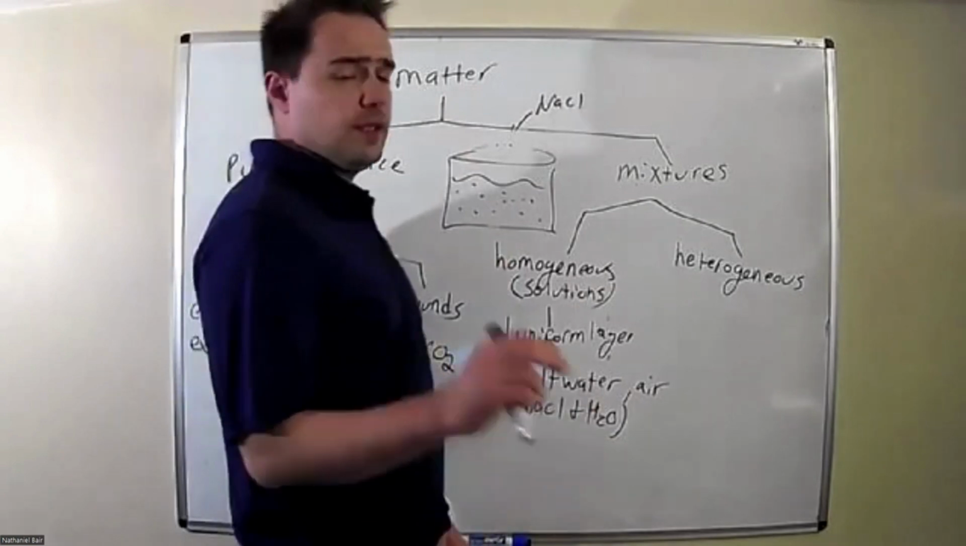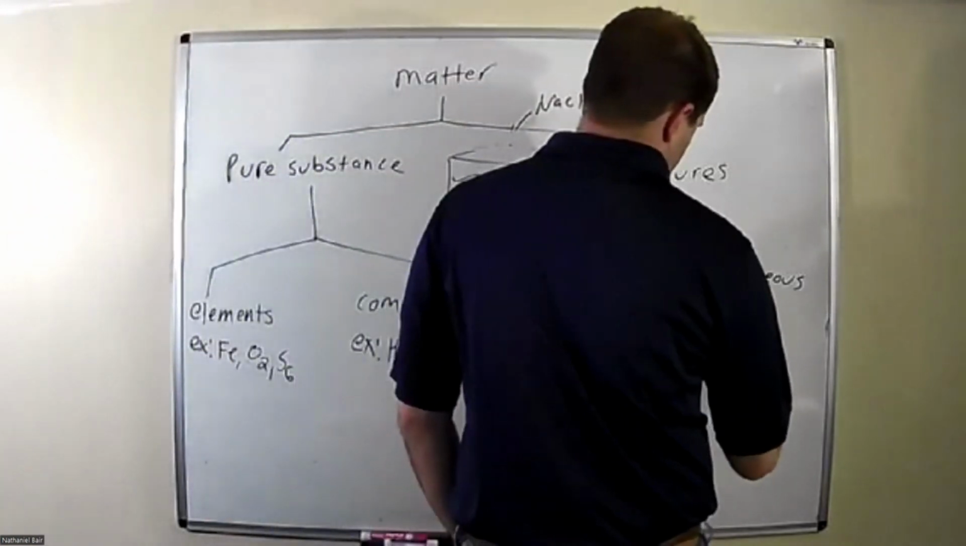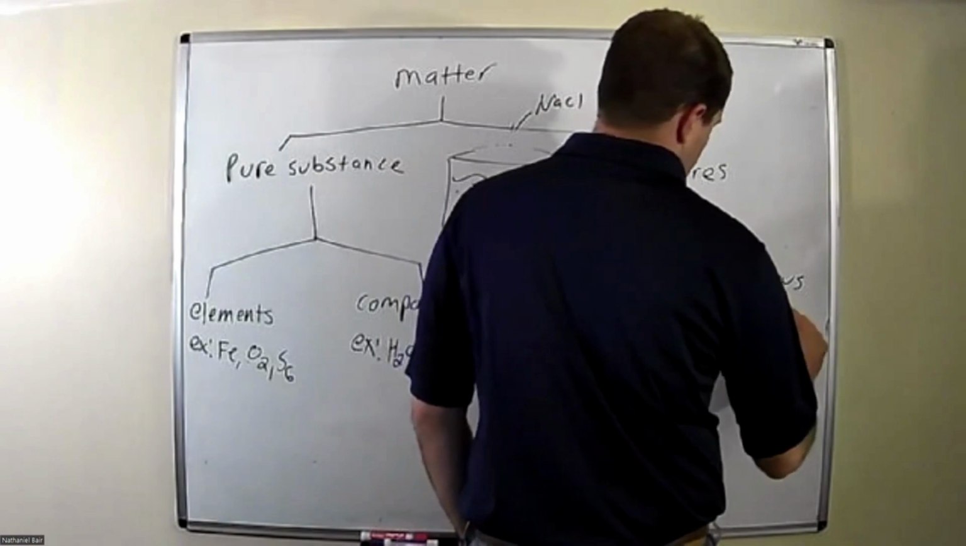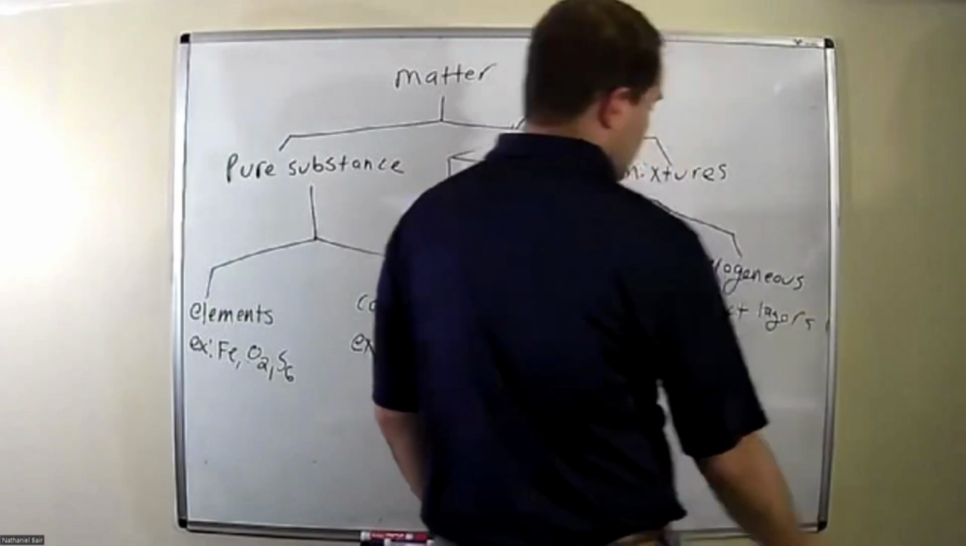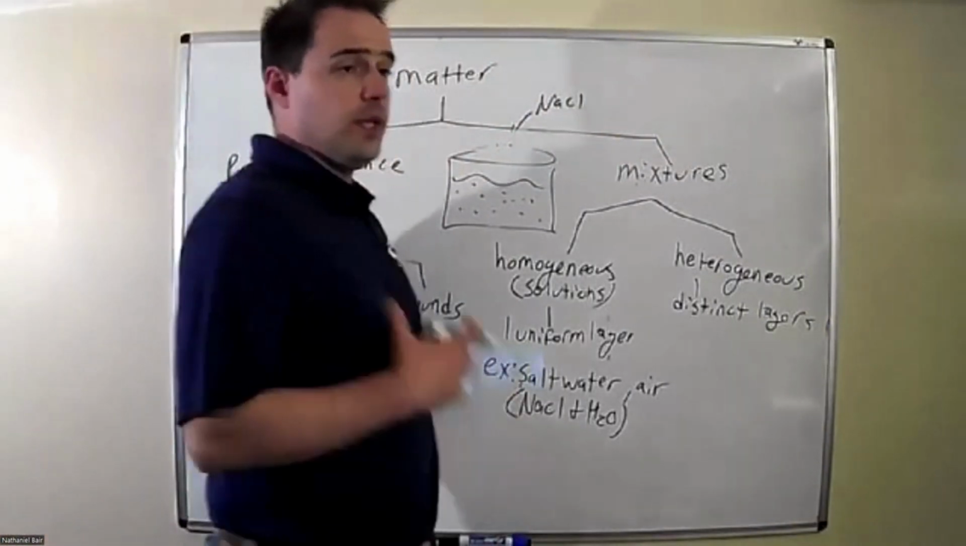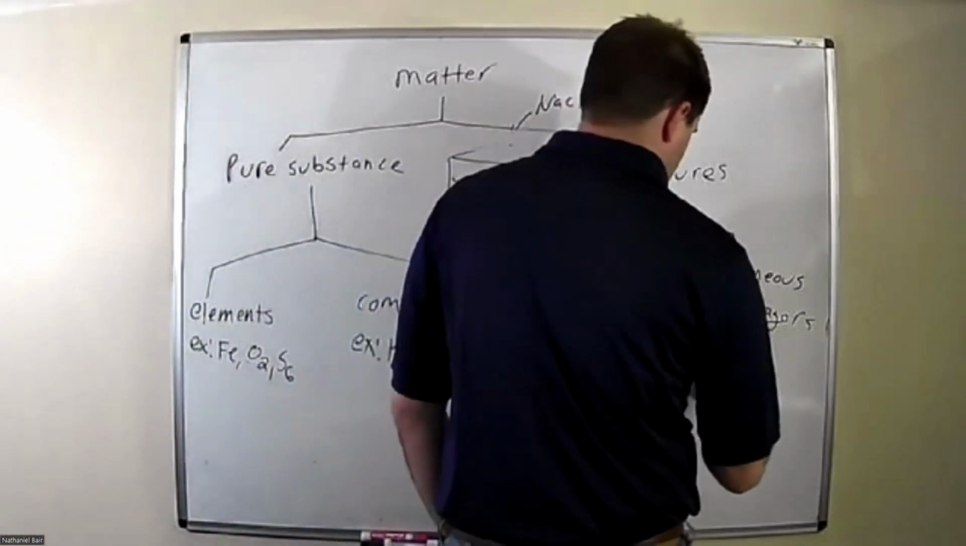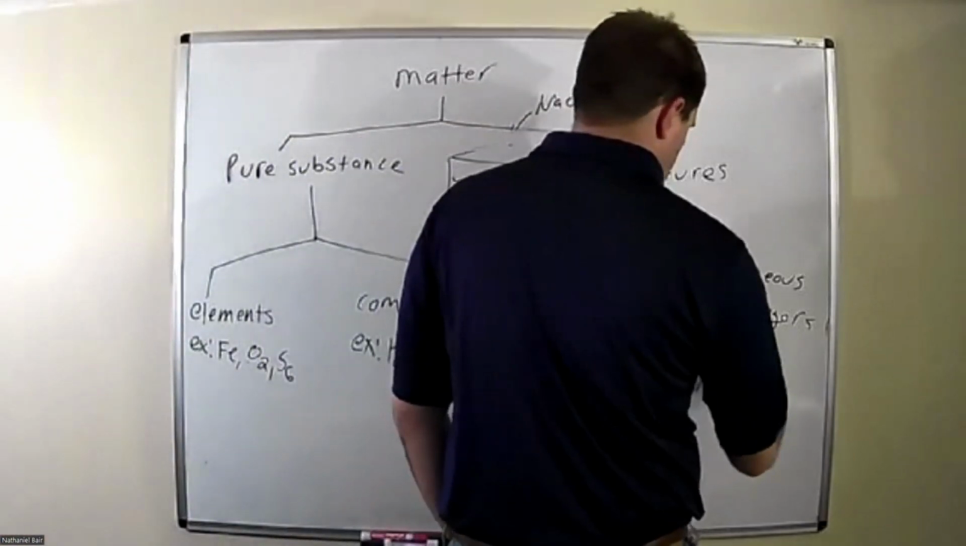Heterogeneous has got distinct layers. You can see the layers. This could be a solid in a liquid, like sand in water.